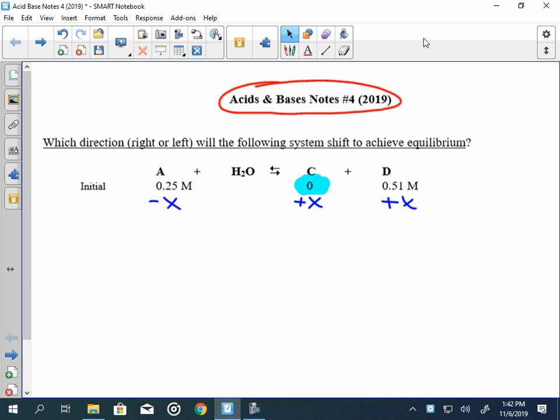Now, Allison, I look at that and I keep avoiding H2O in the RICE chart. Why do I not have a down by, up by, or a molarity there? Pure solids and pure liquids do not appear in the equilibrium expression. They're important for the chemistry, but in terms of the RICE chart, we do not do anything with the H2O.